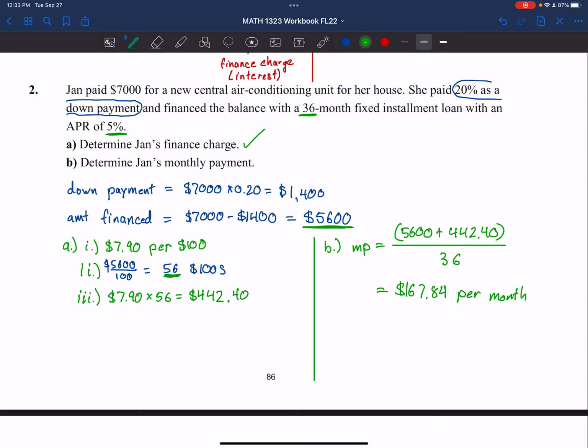And again, just to reflect on this, she paid $1,400 up front, and that actually reduced her total finance charge because this $1,400 is not included in this part right here. So not too bad, but this will add up over the course of 3 years to precisely the 5,600, so about 6,000 right there.